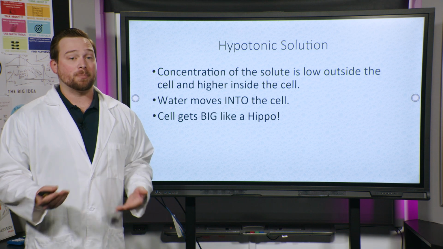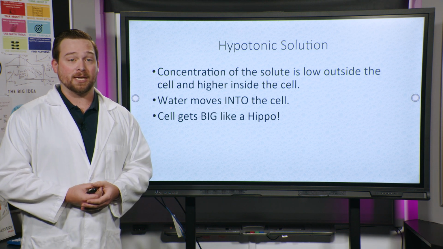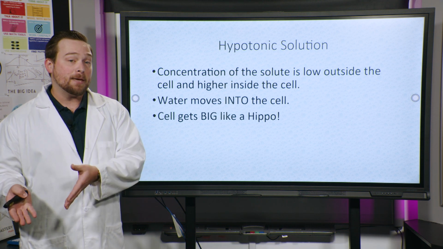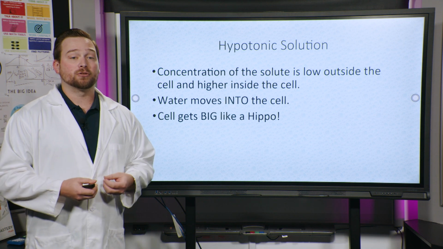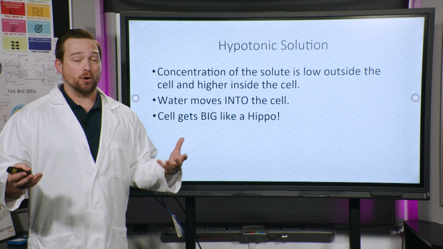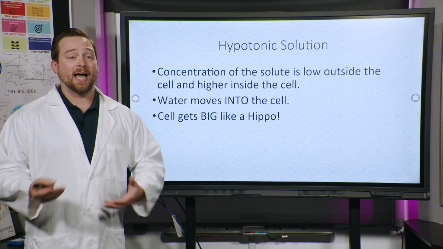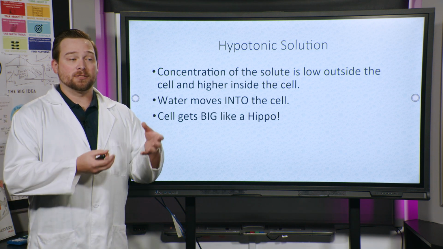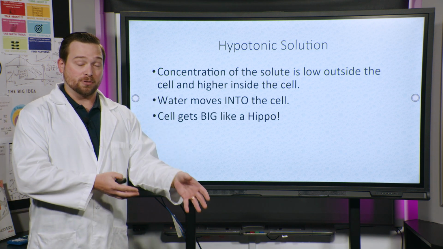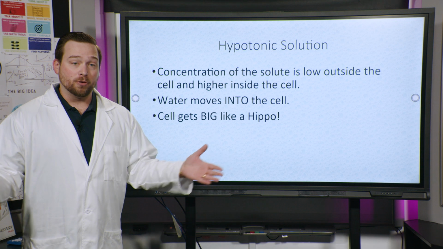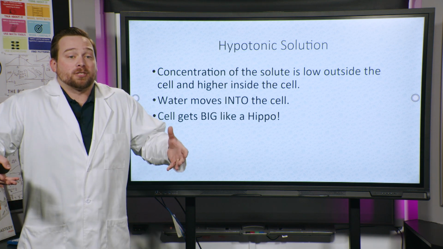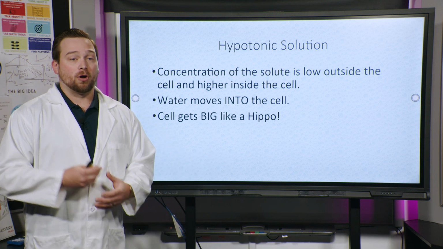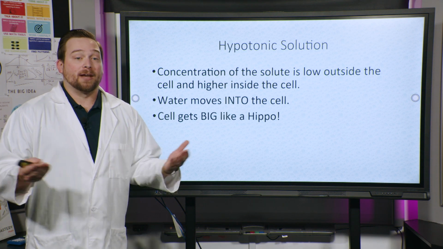Here's kind of a little tip and trick I like to tell students to make it easier to remember. In a hypotonic solution, the cell's going to swell up like a hippo. So hippo, hypo, they kind of sound alike. So again, because there's more solutes in the cell than the solution, the water moves into the cell. That's going to make the cell swell up, and I tell people to remember that it swells up like a hippo.